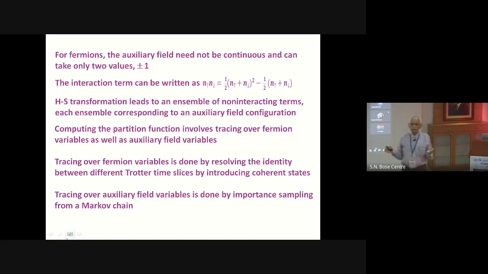So when it's only a constant and linear term, it's easy to integrate and you get a determinant. Integration over the fermion variables will give you a determinant. So this is also known as the determinant Monte Carlo method. And one can do the auxiliary field summation using a Monte Carlo technique, by importance sampling from a Markov chain. So it's rather simple to do. People would do these kinds of calculations for Hubbard models and UV models and things of that kind.